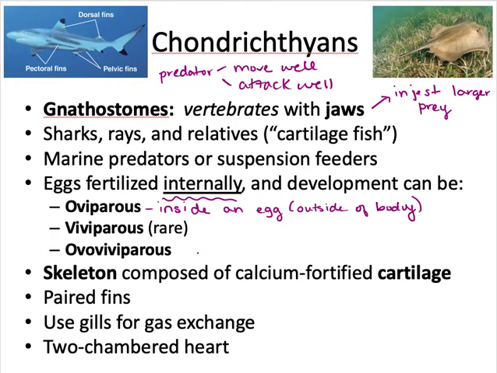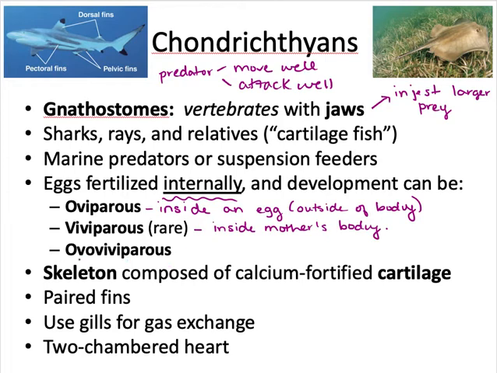In viviparous development, this is closer to what happens in humans. In viviparous development, the embryo and fetus develops inside the mother's body, and then there's a live birth. All right, so this is rare in Chondrichthyans, but it does happen.